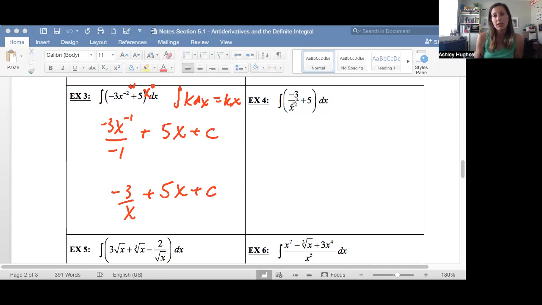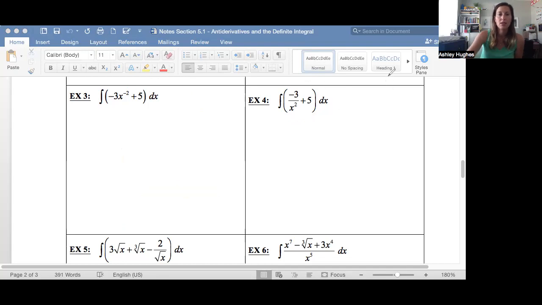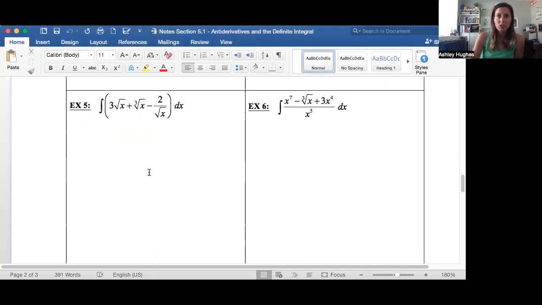This one I need to rewrite because it is a fraction. So bring that x squared up. When you bring the squared up, it becomes -2. So it actually is the same as this one, so it's going to have the same answer. Again, roots and fractions, you rewrite.